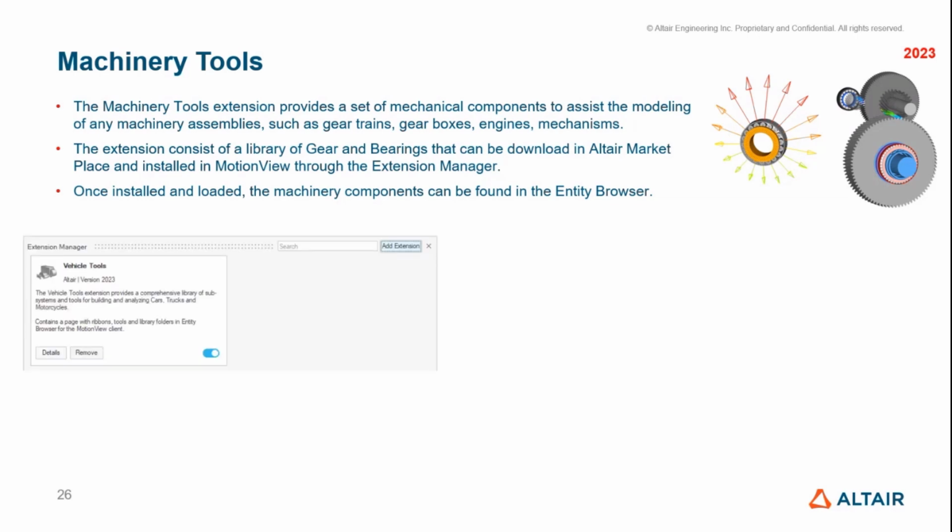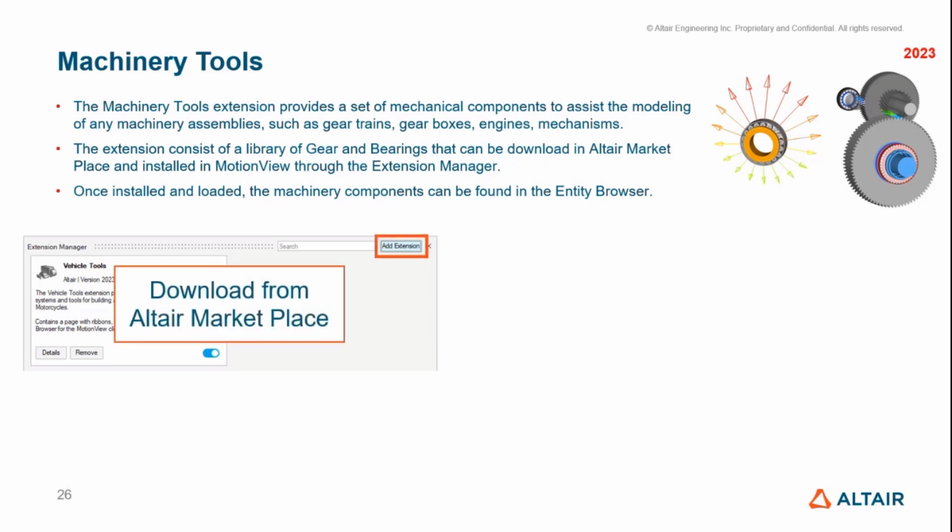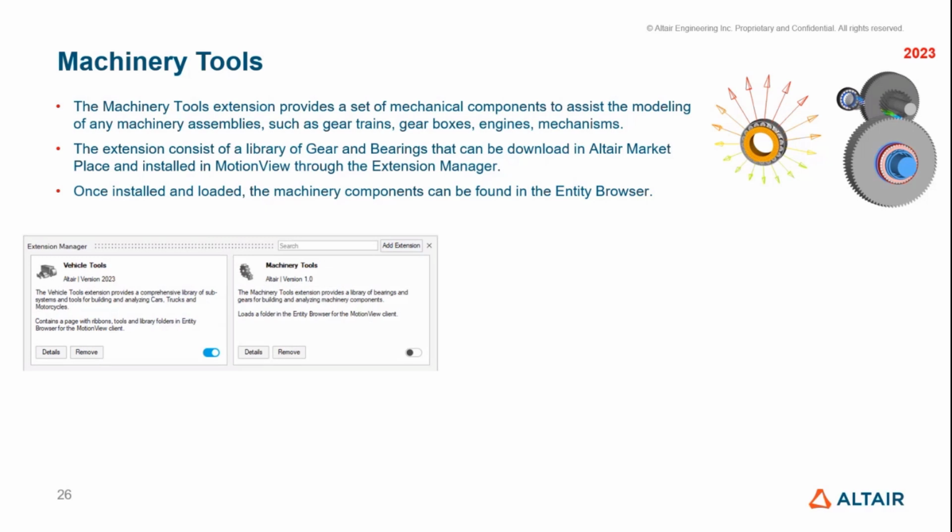So basically, as with the vehicle tools extension, you can include this here. The difference is that the vehicle tools is automatically added by MotionView. The machinery tools has to be downloaded from the marketplace. We are going to upload it there as soon as 23 is out. And then once you download it, you can add this extension. Then you see a new extension. You can load this extension.